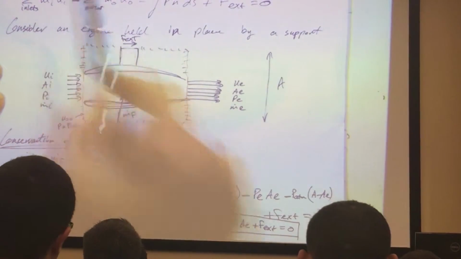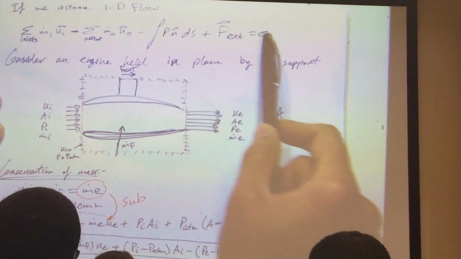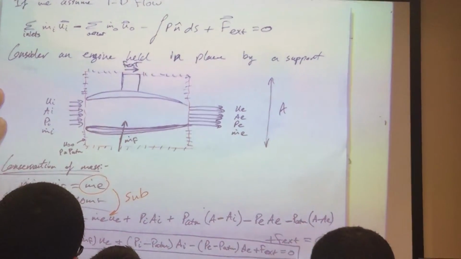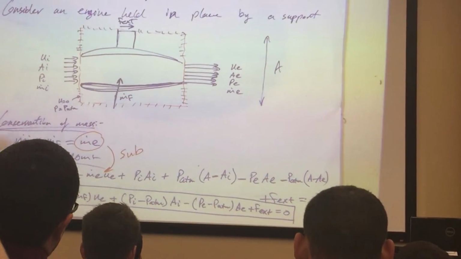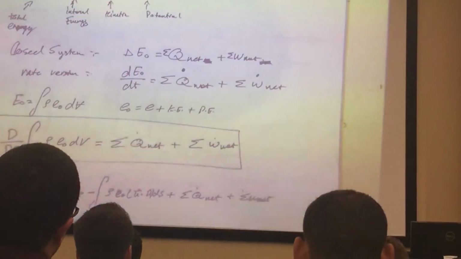mass flux, or mass flow, multiplied by the velocities, and the pressure forces and the external forces, and we outlined this equation in that example. So pretty straightforward in terms of application. I'm just rehashing them again.